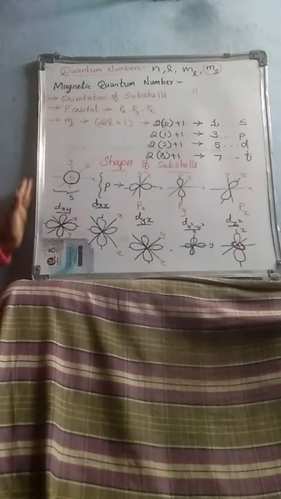So these are the 5 orientations, and the f subshell is very complex in nature. We can see f orbitals in the lanthanide and actinide series. The f orbital diagram is a very complex thing, so we can't represent it pictorially. So this is about the magnetic quantum number.